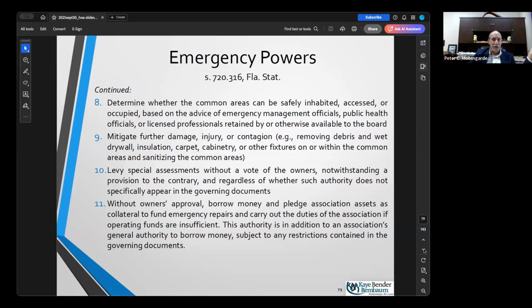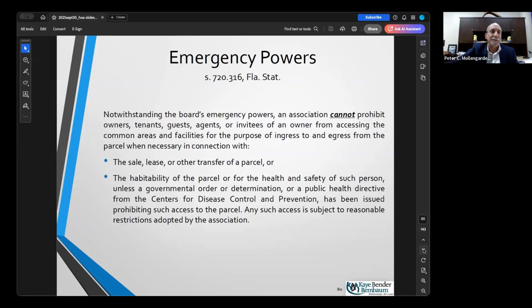You can levy a special assessment without a vote of the owners, notwithstanding that your documents may otherwise provide, and regardless of whether that authority explicitly appears in the governing documents. Again, for emergency purposes. You can also, without owner approval, borrow money and pledge association assets as collateral to fund the emergency repairs and carry out the duties of the association if operating funds are insufficient. Now, that authority is in addition to the other authority you may have to borrow money, subject to any restrictions in the governing documents. So all these things are in the event there is a declared emergency.